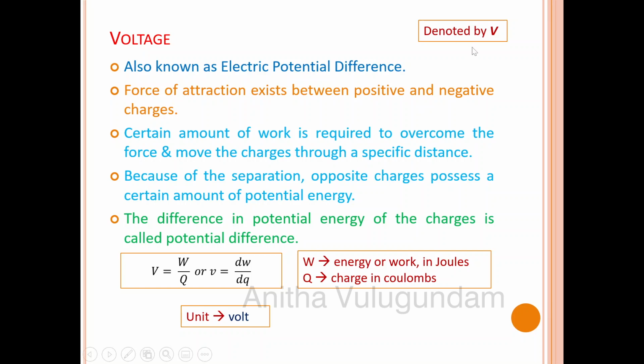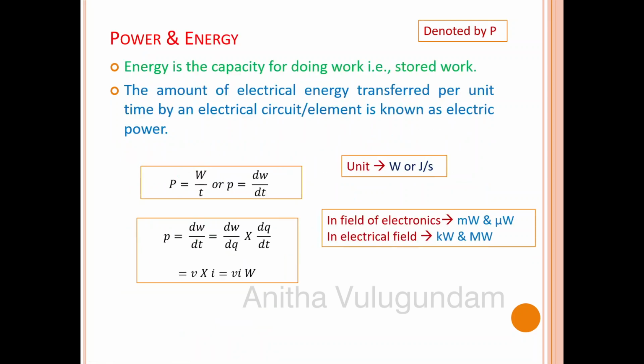Voltage is denoted by letter V and it is given by V equal to W divided by Q, where W is energy or work in joules, Q is charge in coulombs. The unit of voltage is volts, or V equal to dW by dQ, where dW is a small change in energy, dQ is a small change in charge.